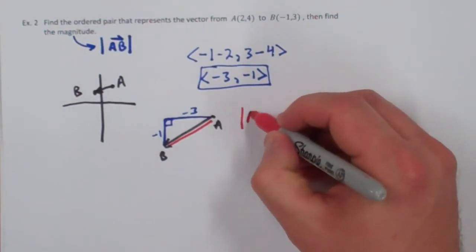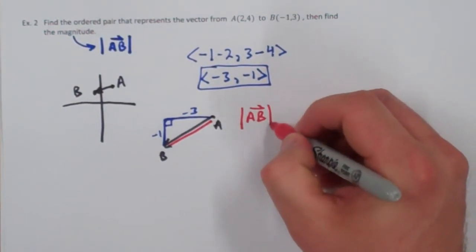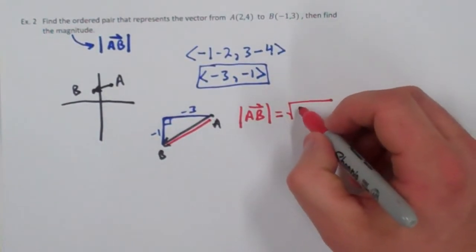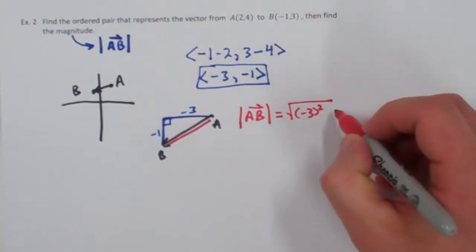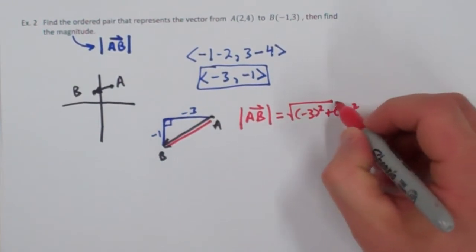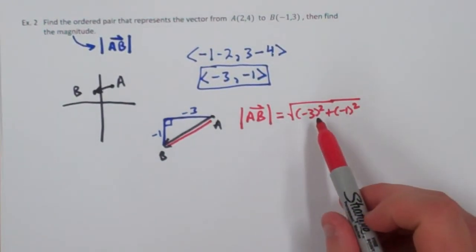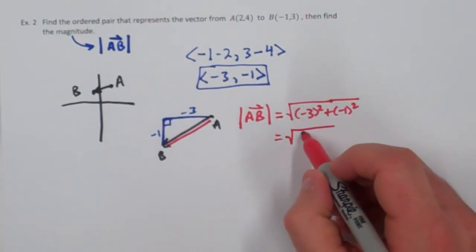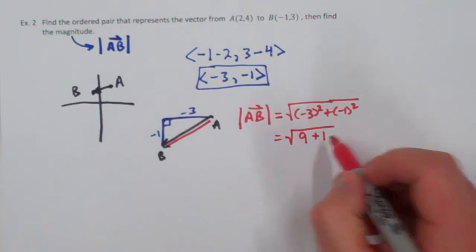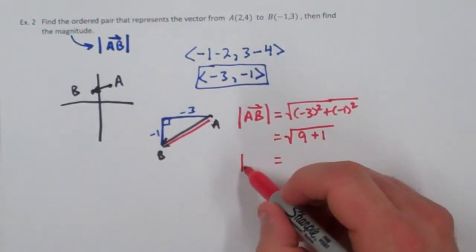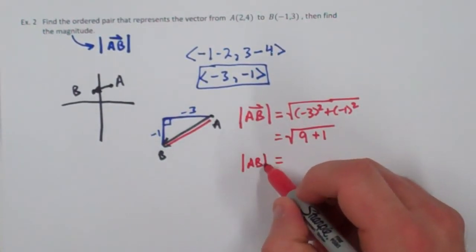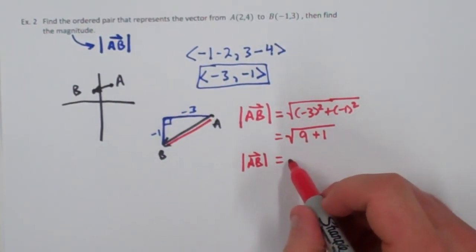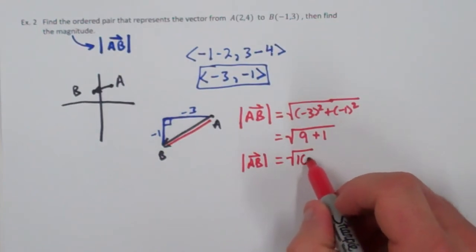So the magnitude of this vector will be just the square root of the x component squared plus the y component squared. Please keep in mind that each one of these values will wind up being positive right here in this step. So that'll be 9 plus 1, meaning that the magnitude of this vector from A to B is the square root of 10.